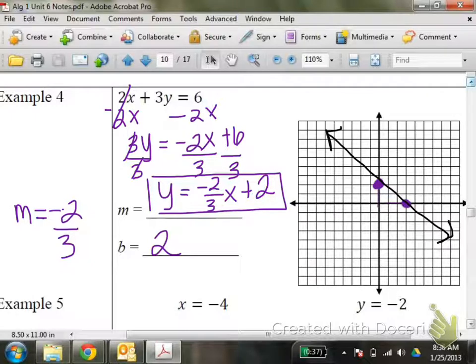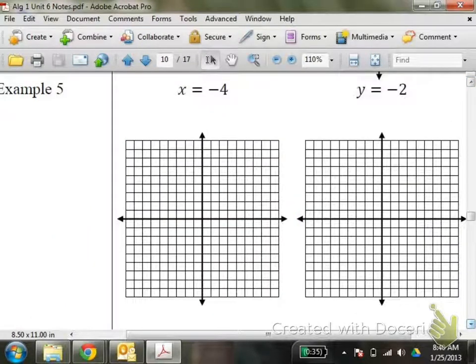Thank you. Last ones. X equals -4 and y equals -2. What do you notice are different about these two than everything else we've worked with so far? Natalie? They're separate. How many variables are in each one? Just one. These are our special lines. Okay? Special.